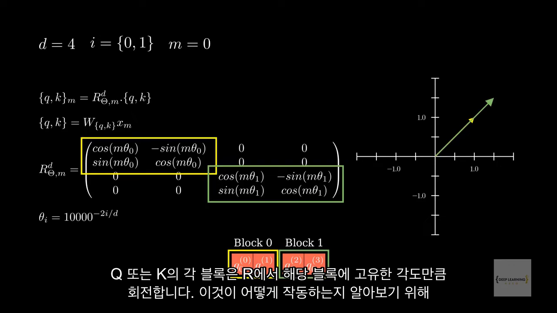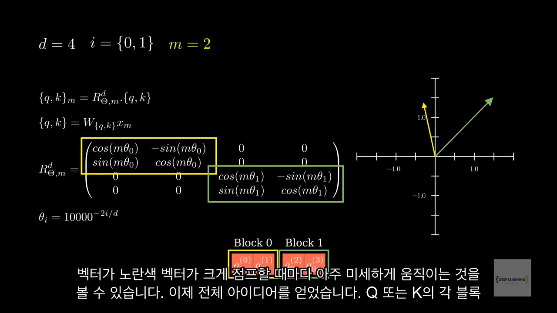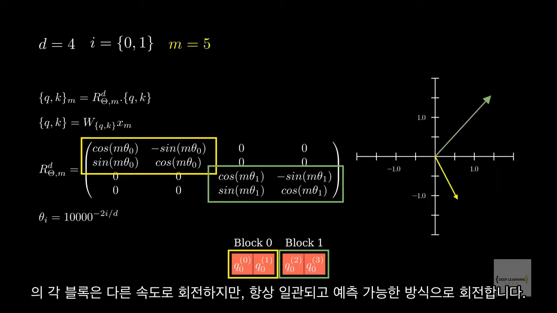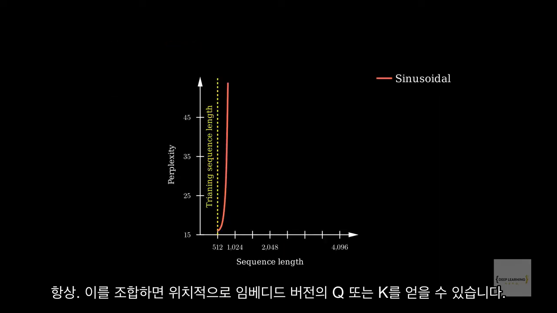To see how this works, we will break our 4-dimensional vector into two 2D vectors and see how the rotation changes. You can see that the new vector in green moves ever so slightly every time the yellow vector makes a big jump. Now you have the full idea. Each block of Q or K will rotate at different speeds, but they rotate in a consistent, predictable way, always. In combination, it gives the positionally embedded version of Q or K.